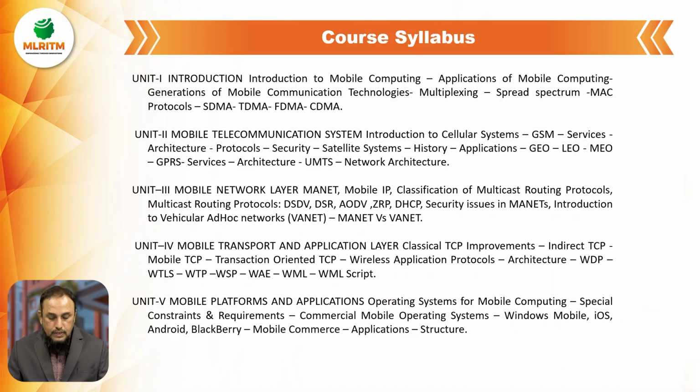The third unit deals with the network layer and MANET, the mobile ad hoc network, that is the mobile IP protocol, and the classification of multicast routing protocols, that is DSDV, DSR, AODV, ZRP, and DHCP. The security issues in MANETs, and an introduction to VANET, vehicular ad hoc networks. Then finally we discuss the differences between MANET and VANET in the third unit.